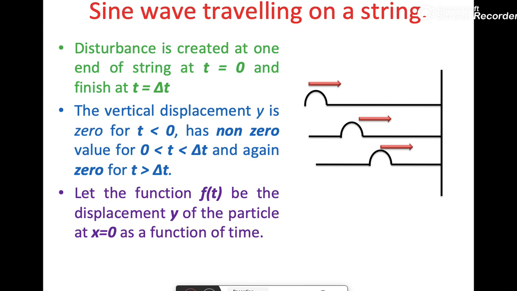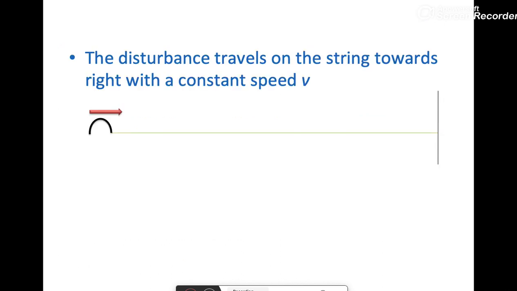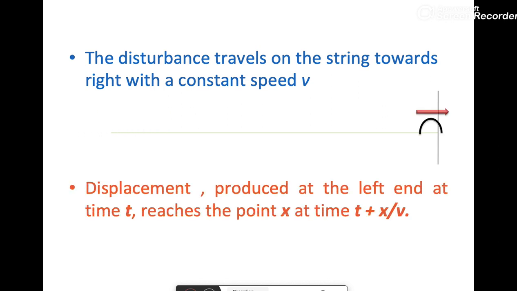Let the function f(t) be the displacement y of the particle at x = 0 as a function of time. Means y(x = 0, t) = f(t). Now we know that the disturbance travels on the string towards the right with a constant speed v.